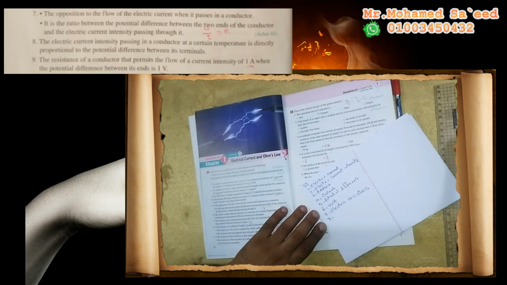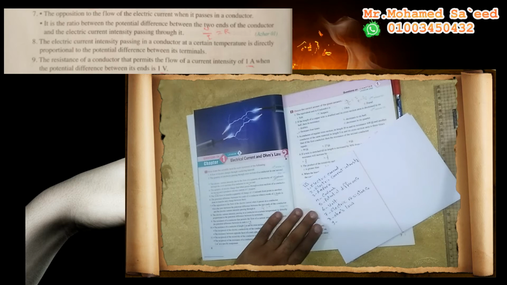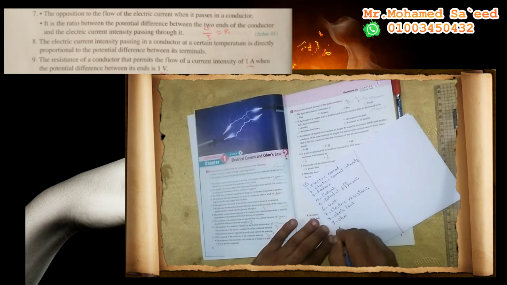Number 8. The electric current intensity passing in a conductor at a certain temperature is directly proportional to the potential difference between its terminals: Ohm's law. Number 9. The resistance of a conductor that permits the flow of a current intensity of 1 ampere when the potential difference between its ends is 1 volt. We have two measuring units, so we should write the measurement of the first physical quantity, the resistance, so ohm. The measuring unit of resistance is ohm.